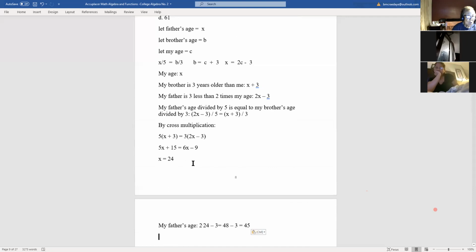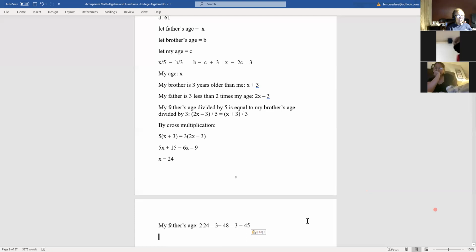So if X is your age and it's 24, right? 2 times 24 is 48, minus 3 is 45. Your brother is 3 years older than me. My father's 3 less than 2 times my age. So if your age is 24, 2 times that is 48, minus 3, and the father's age is 45.